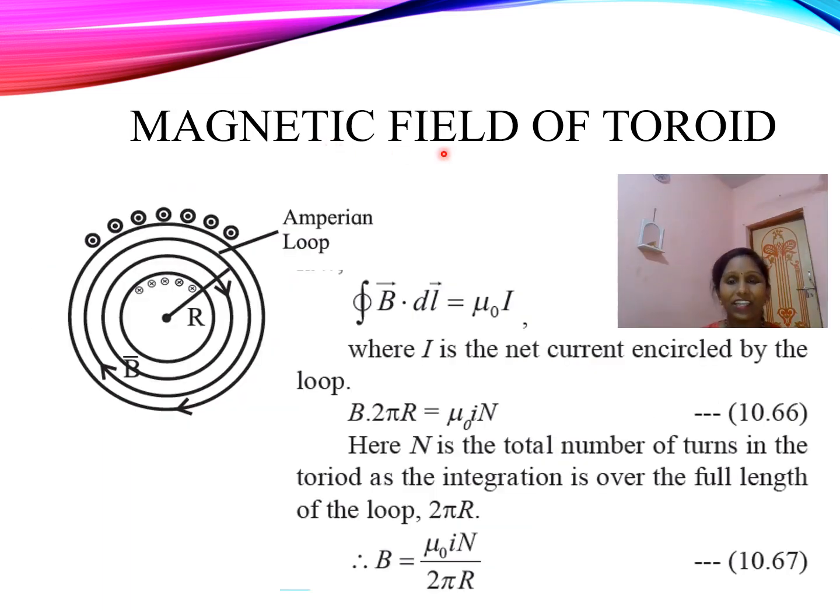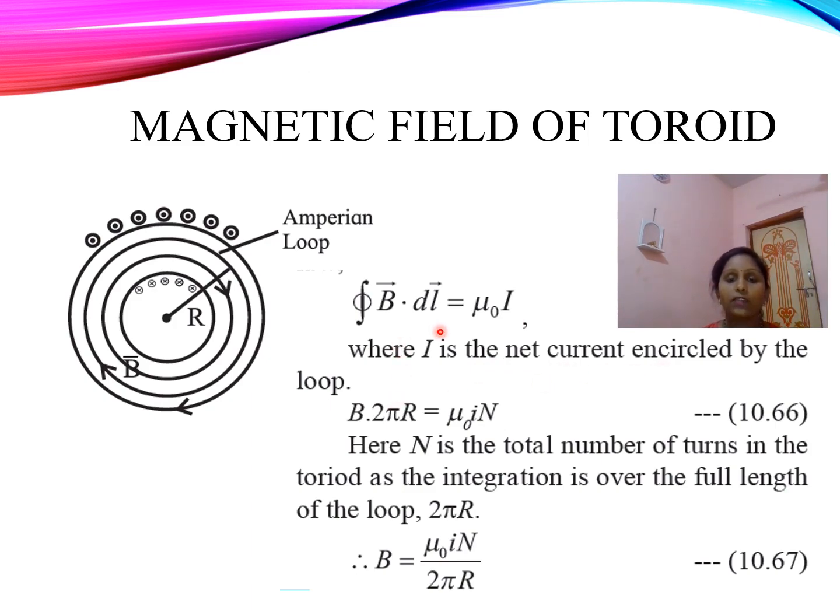Magnetic field of a toroid. A toroid is a solenoid of finite length bent into the form of a hollow circular tube-like structure, similar to the rubber tube inside the tire of a vehicle. Consider an Ampere loop along the central axis of the toroid. The magnetic field lines are concentrated inside the toroid. Apply Ampere's law. Closed integration of B vector dot dl vector is equal to mu naught I, where I is the net current encircled by the loop.